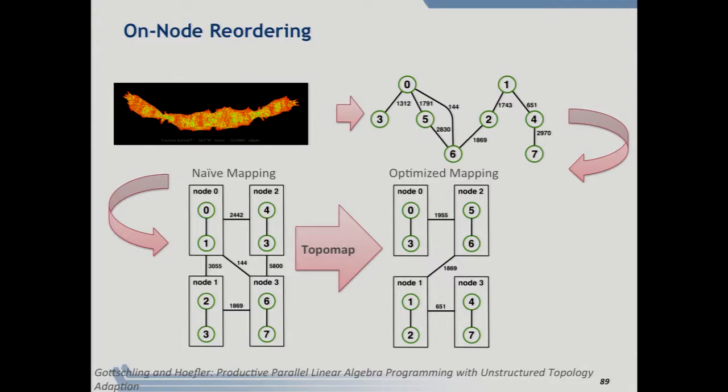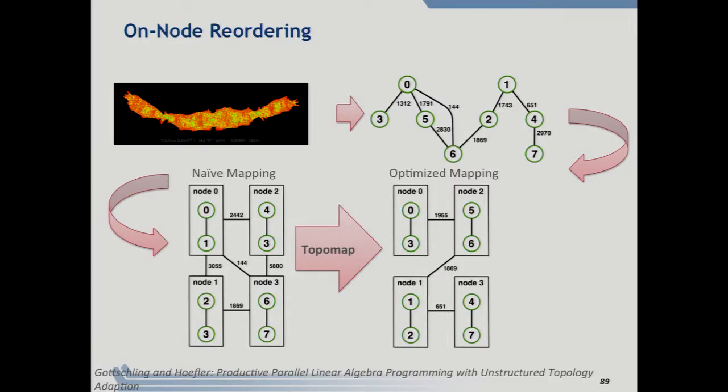So if you were doing a naive mapping, that is you just launched the job, your scheduler might just put 0 and 1 on node 0, then 2 and 3 on the next one, and then 4 and 5, and then 6 and 7. So that's the default mapping. But if you look at this graph and this mapping, it's not the best fit.